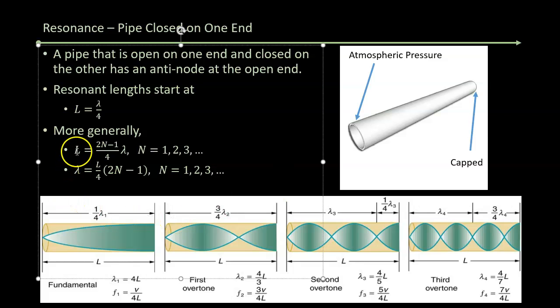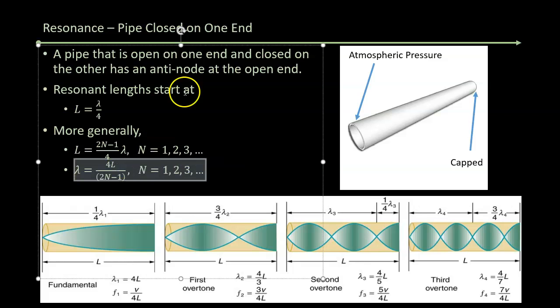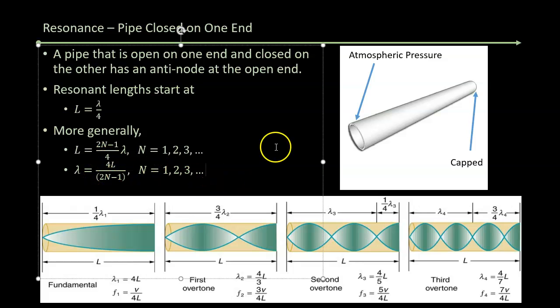I did that wrong. There we go. Lambda is 4L, and then lambda is 4/3 L, and lambda is 4/5 L, 4/7, 4/9, etc.